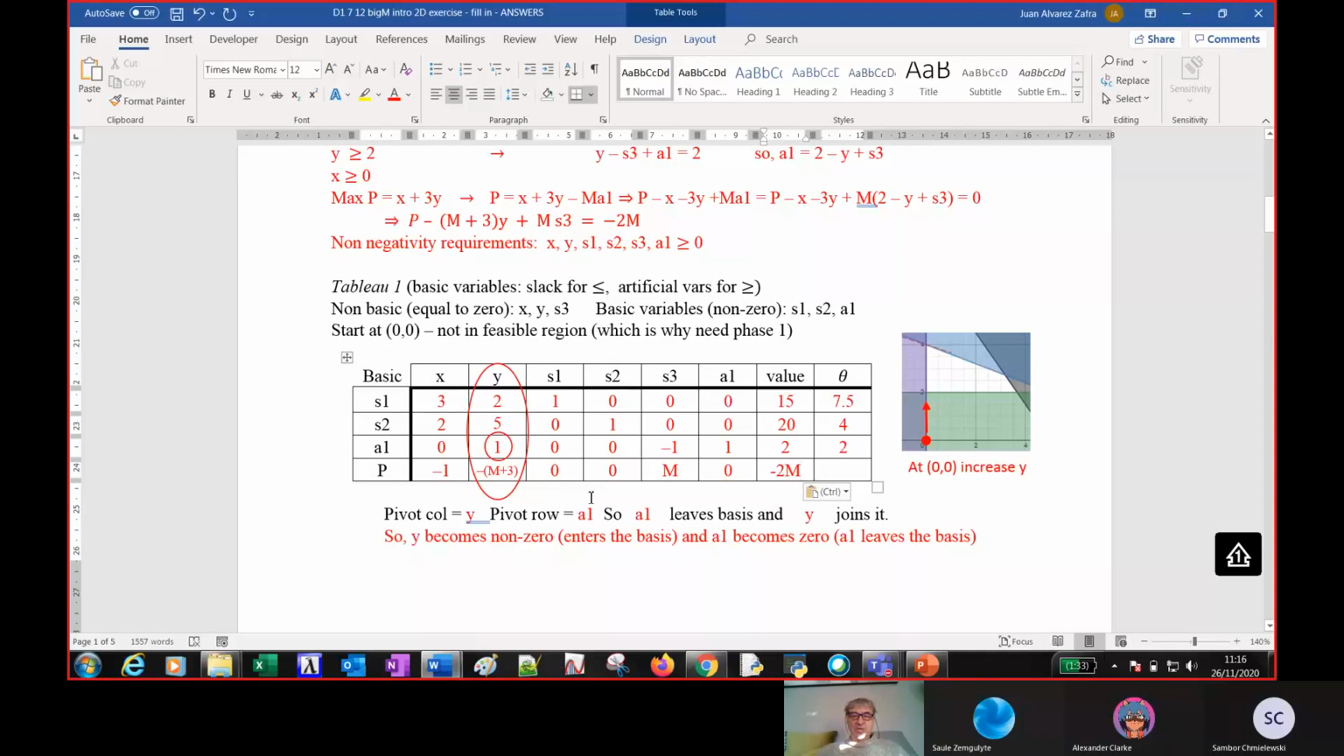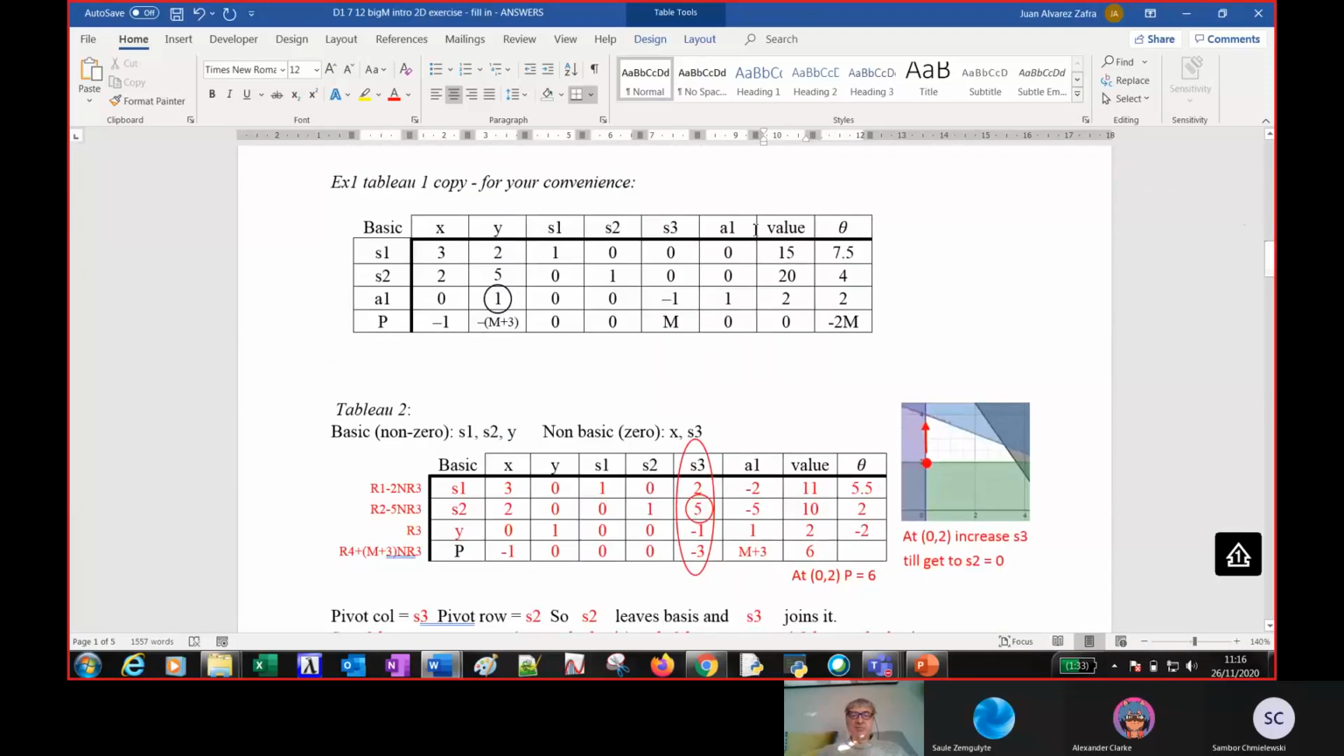Before we do so, notice that because the pivot column is the y column, the y will join the basis, so it will replace one of these variables, and the A1 will leave the basis. So that means in the next tableau, this A1 row will become the y row. Don't change any of the numbers other than the way we said, but the A1 is replaced by y, which basically means that A1 will become 0 and y will become non-zero. So let's move to the next page.